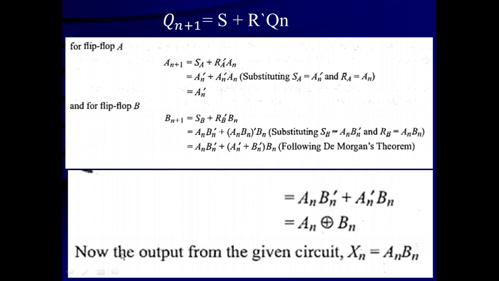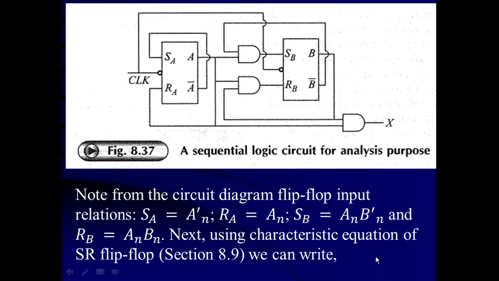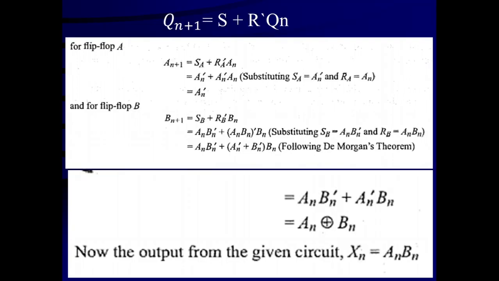Now from the circuit we can find that the output of the given circuit, Xn, we can obtain from the AND gate output. The inputs of the AND gate are An and Bn. So Xn is equal to An and Bn, which we can obtain from the circuit diagram. This is An and this is Bn. This way we can obtain the output X of the circuit diagram.